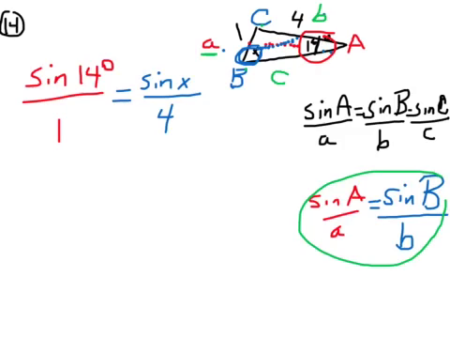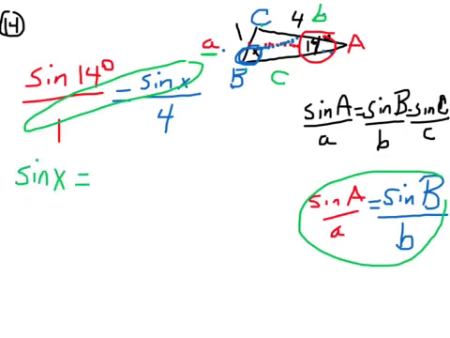Okay, so now I'm just going to cross multiply. 1 times sine X is sine X, right? And then if I cross multiply the other diagonal here, just for quick solving purposes, this is sine of 14 degrees times 4. Now be careful.